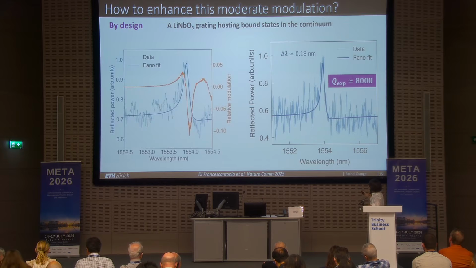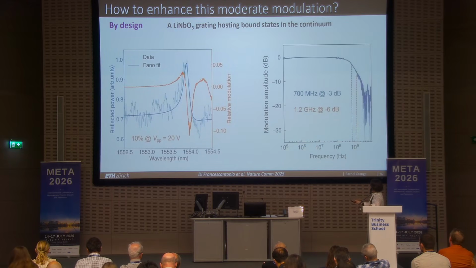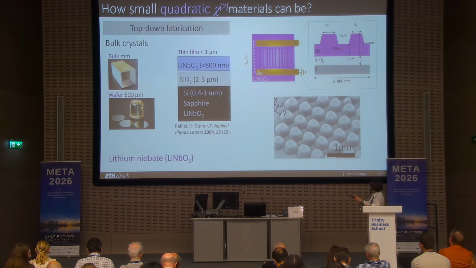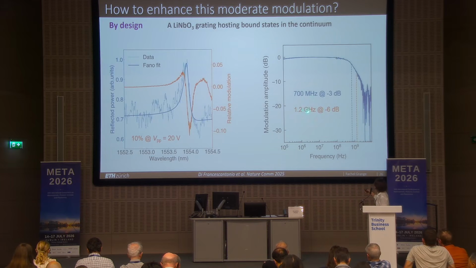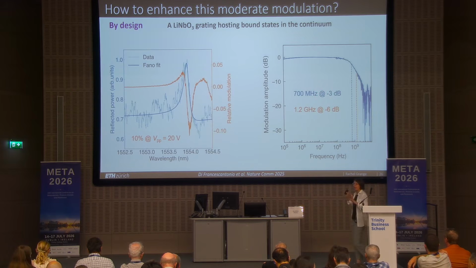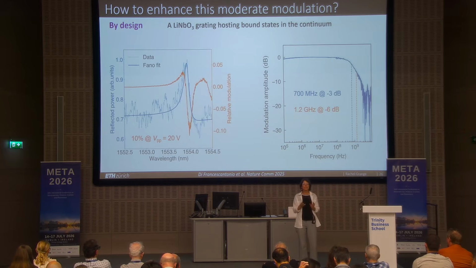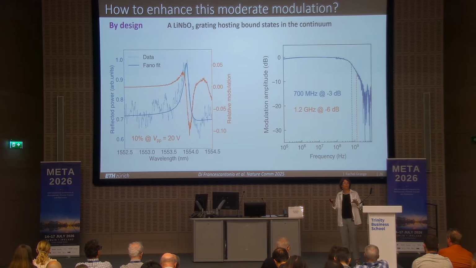And by modulating this structure, we are now achieving a relative modulation of 10% by applying just 20 volt. So this is possible now, and for up to 1.5 gigahertz, 1.2 gigahertz at minus 6 dB cutoff for the modulation amplitude, or 700 megahertz at minus 3 dB. So with lithium niobate you can have that kind of gigahertz modulation because of the type of material we have, if the Q factor of your design is pretty high.